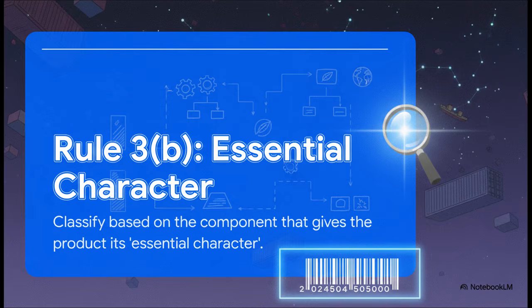So, since 3A fails, we move on to Rule 3B, essential character. And this is where we ask the big question. What's the point of this product? What's the main event? What component gives this entire set its essential character?